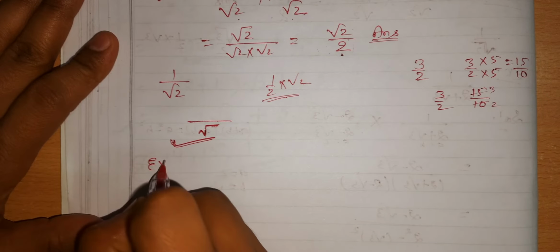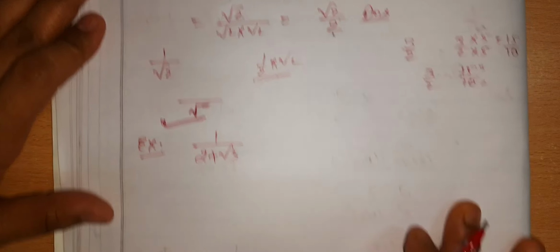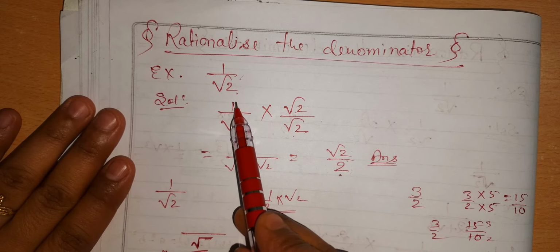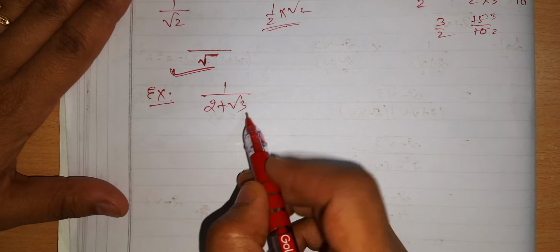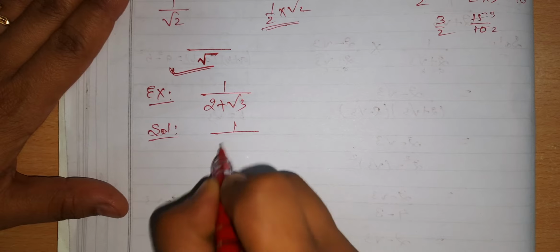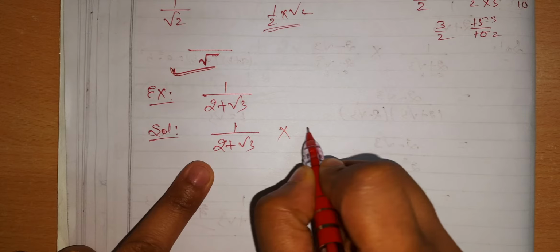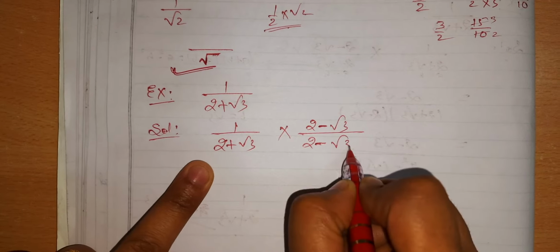Now the next example I am taking is 1 by 2 plus root 3. Now we have to rationalize the denominator of this number. In the previous one we had only root 2, so we simply multiplied by root 2 and divided by root 2. But in these types of cases, we cannot simply multiply by the same number and divide by the same number. We have to multiply by its conjugate. Conjugate means simply change the sign, and multiply and divide. So here we have 2 plus root 3, so we will multiply by 2 minus root 3 as well as divide by 2 minus root 3.